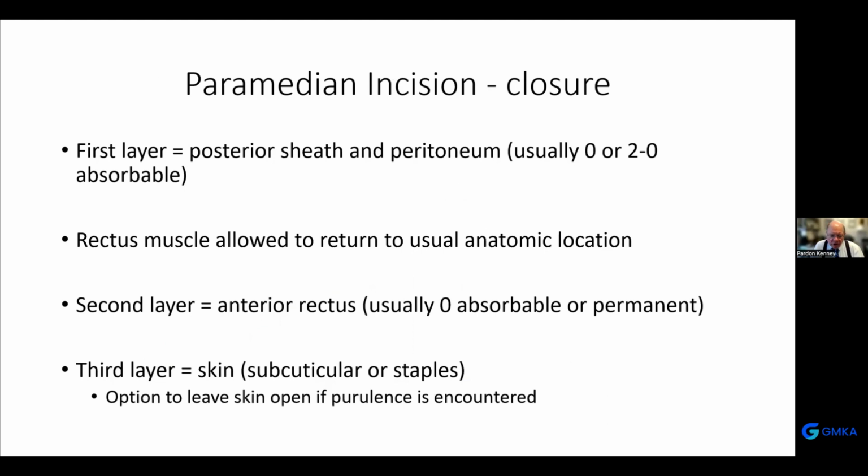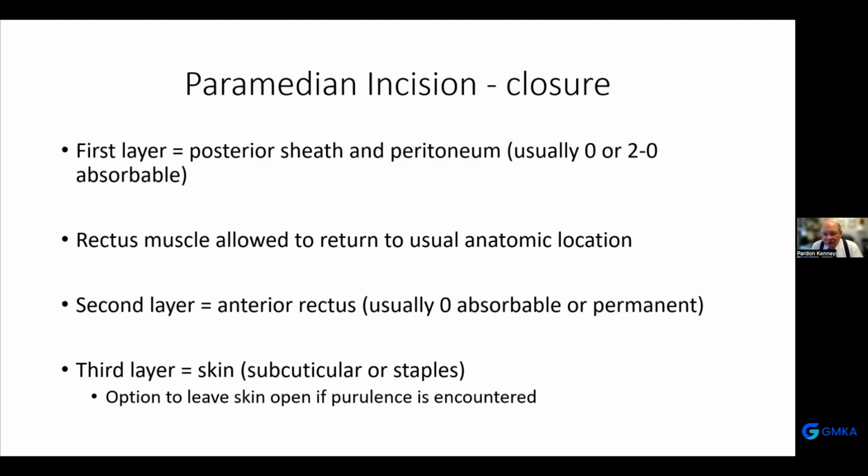But when you think about the closure, the posterior sheath and peritoneum, again, usually an O or 2O absorbable suture, the rectus muscle then comes back into its usual anatomic position, and then the anterior rectus sheath, again, absorbable, fairly sizable sutures, O, maybe a 2O, but absorbable or permanent depending upon the patient's health status. And then again, the skin can be closed in whichever fashion you think is appropriate.